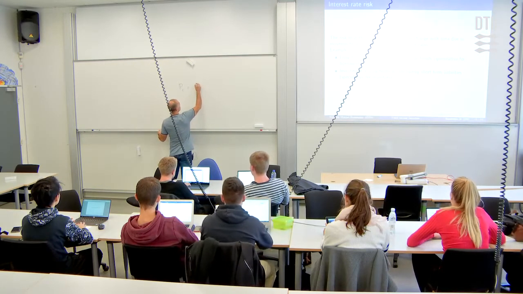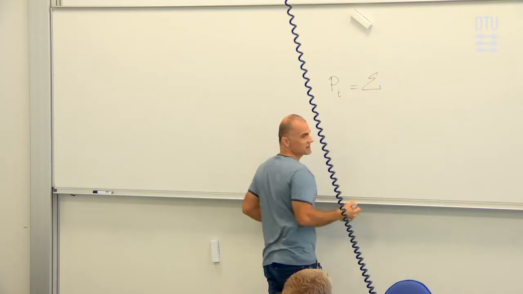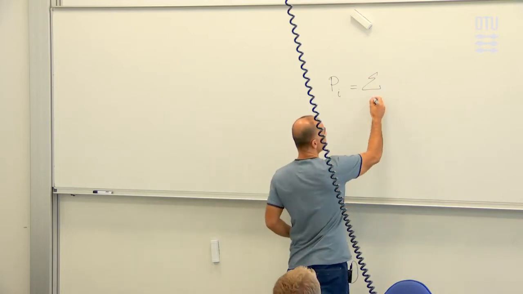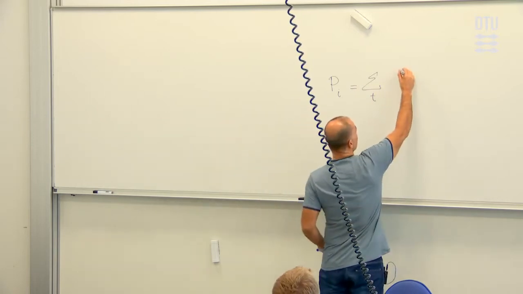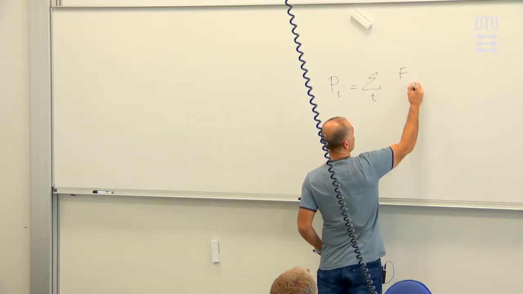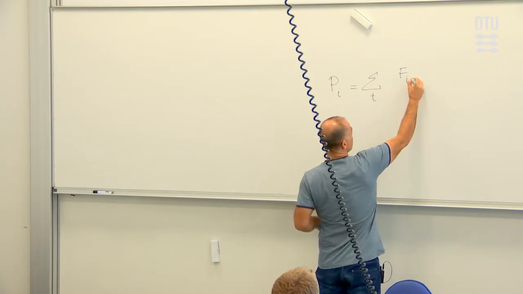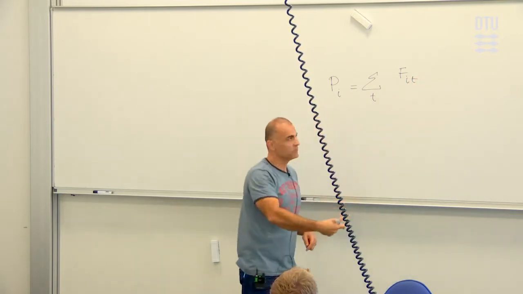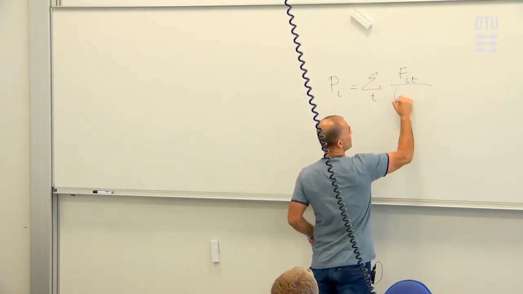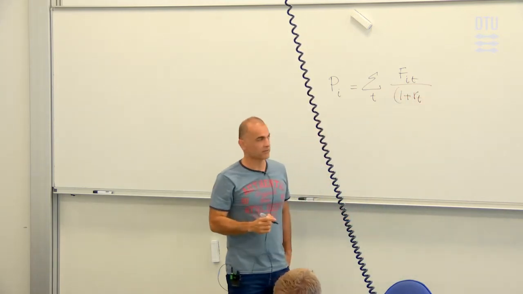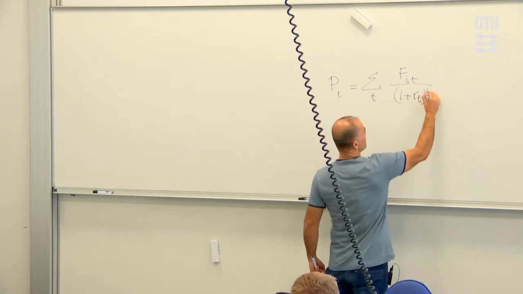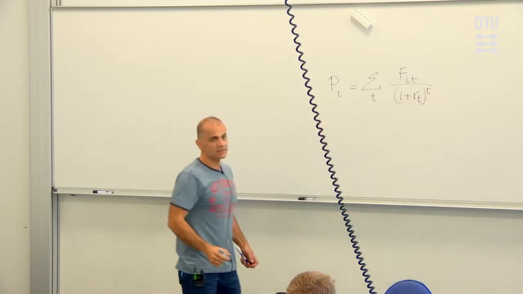So we have the sum over t, which is time, of discounted cash flows. Let's call this F for the cash flow. So for bond i at time t, these are the payments from the bond, and discounting it back with 1 plus r_t, which is the interest rate, to the power of t. So that was the formula for pricing a bond.